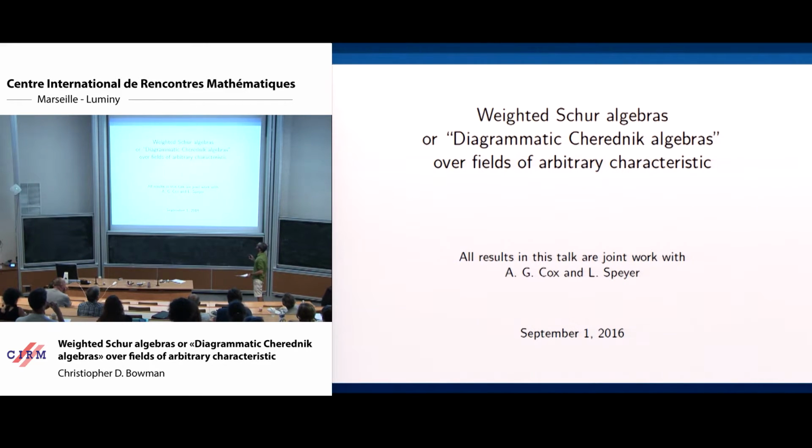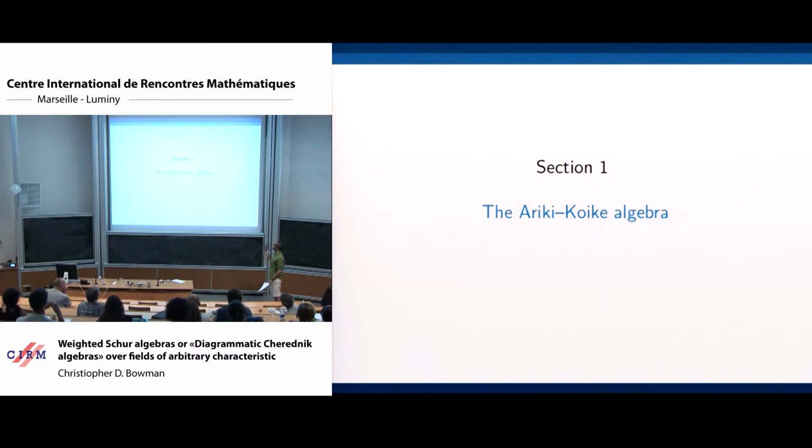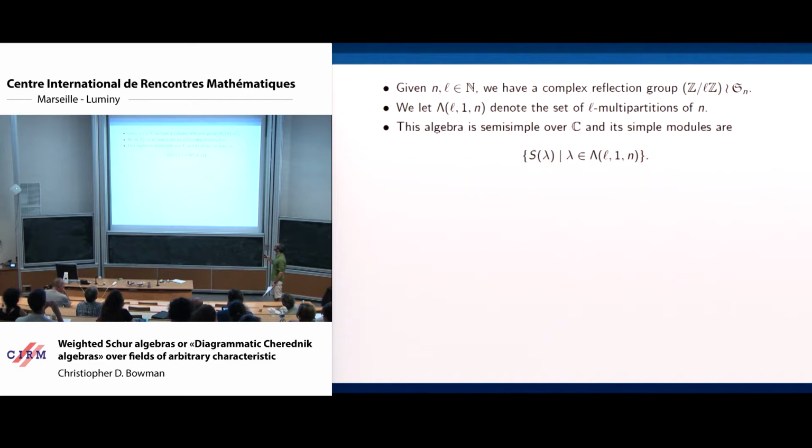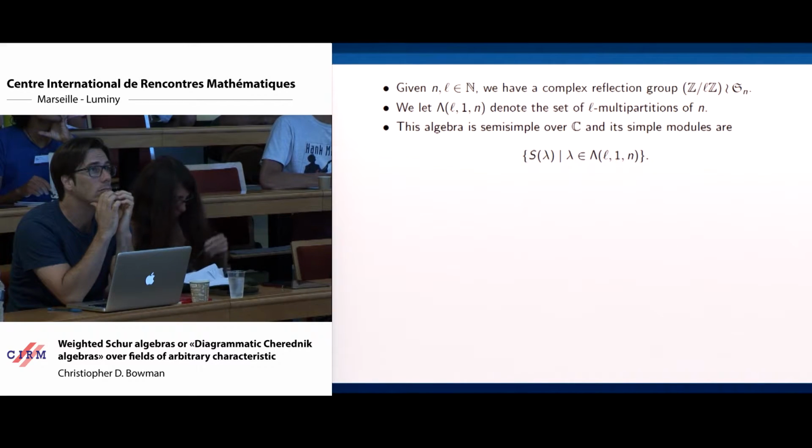Okay, so in section 1, I'm going to talk about the Ariki-Koike algebra. So given a couple of natural numbers, we have a complex reflection group given by this wreath product here. And I'm going to let Lambda L,n denote the set of L-multipartitions of n, where an L-multipartition is just an L-tuple of partitions, and you sum over all the sizes and you get n. And I've written it L,n because these are complex reflection groups of type L,n. So that's why that notation is there.